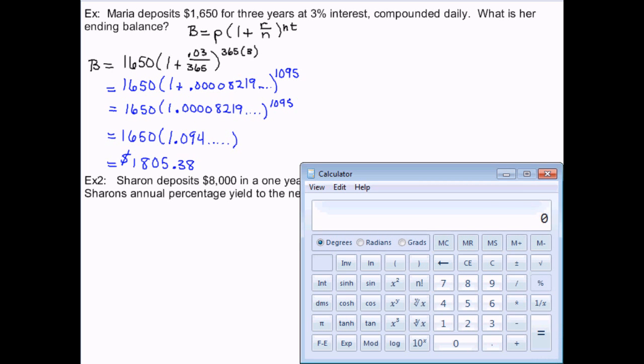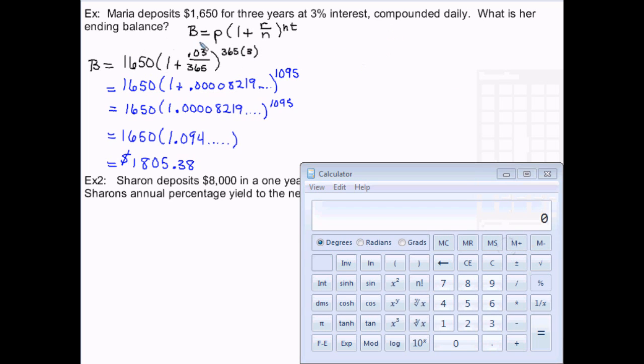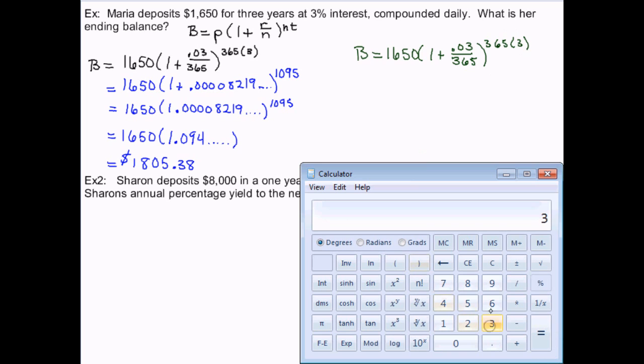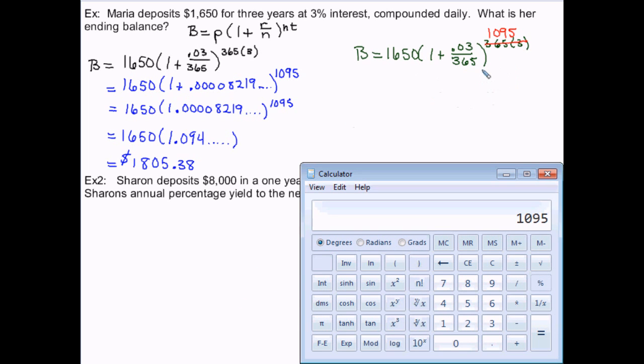Okay, so without writing it all down, I'm going to write down this part, still the same. The very next thing I'm going to do is my exponent, 365 times 3. And I'm going to cross this out and write that down so that I don't lose it. I won't have to write down anything else now until I get to my answer.